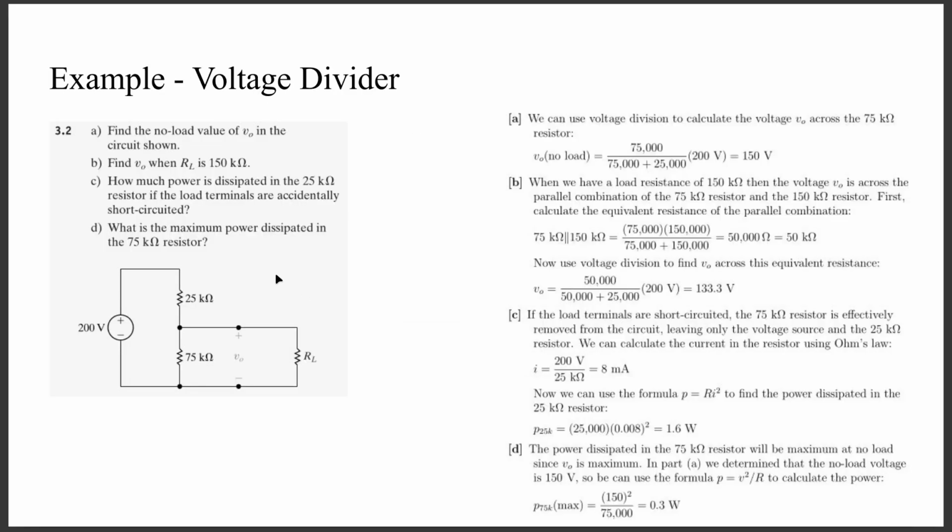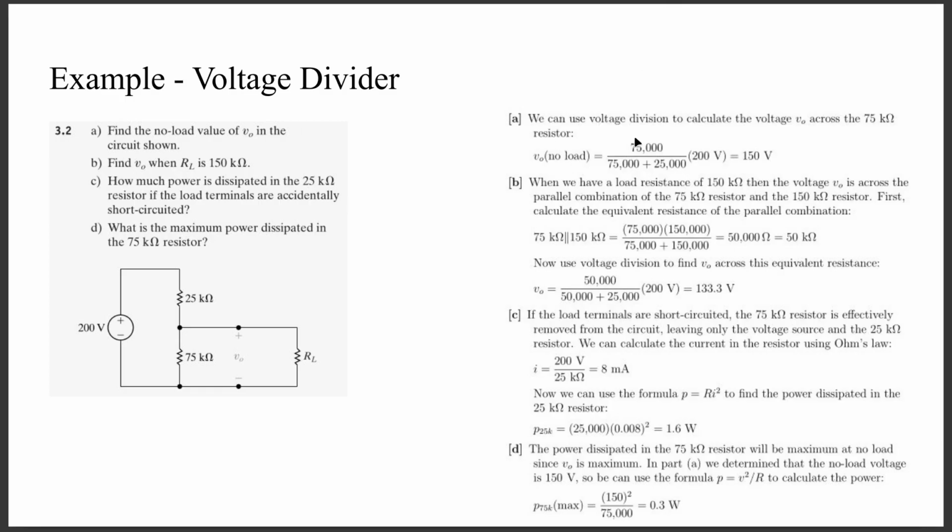Example of a voltage divider. For this circuit, find the no load value of V naught in the circuit shown, and find V naught when RL is 150 kilo ohms. How much power is dissipated in the 25 kilo ohm resistor if the load terminals are accidentally short-circuited? What is the maximum power dissipated in the 75 kilo ohm resistor?